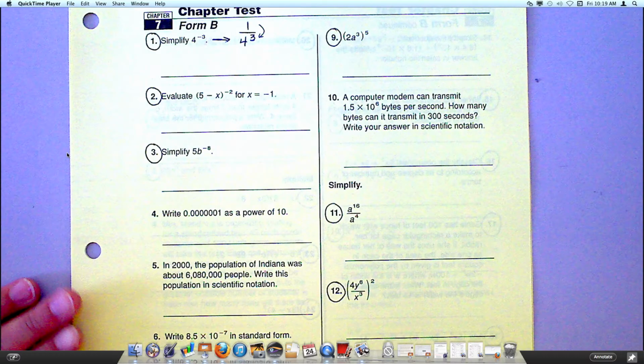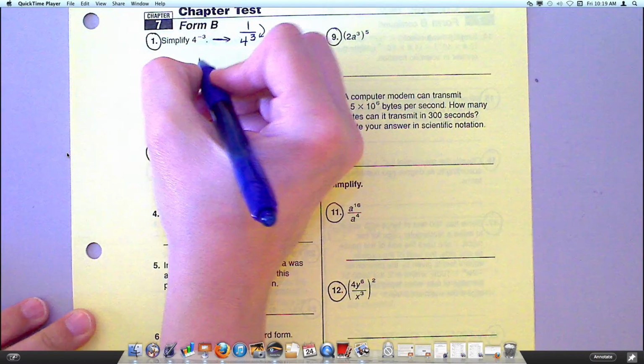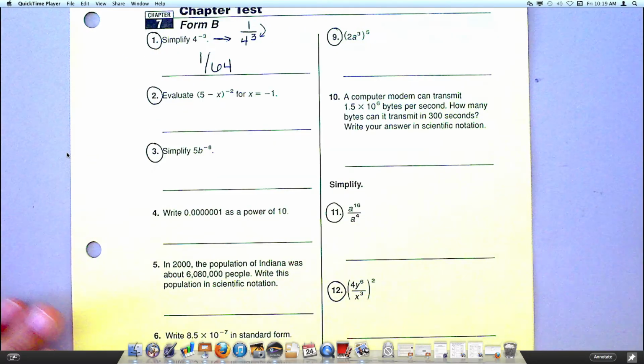That's what makes it negative. Okay, so it doesn't make any numbers negative. Your answer is not negative. And then 4 to the third power off your calculator is 64, so your final answer would be 1 over 64. Okay?